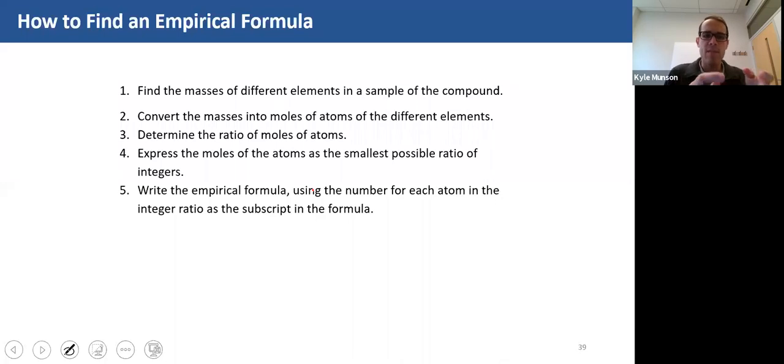What we're going to do is find the masses of the different elements in a sample of the compound, and it's mostly going to be given to you. Convert the masses into moles of the atoms of the different elements, and then determine the ratio of the moles of atoms, and then express that ratio as the smallest possible ratio of integers. And then write out the empirical formula using the symbol for each atom and the integer ratio as the subscript in the formula. So if it's not clear right now, hopefully it will be clear after we do some examples and after you do the homework.